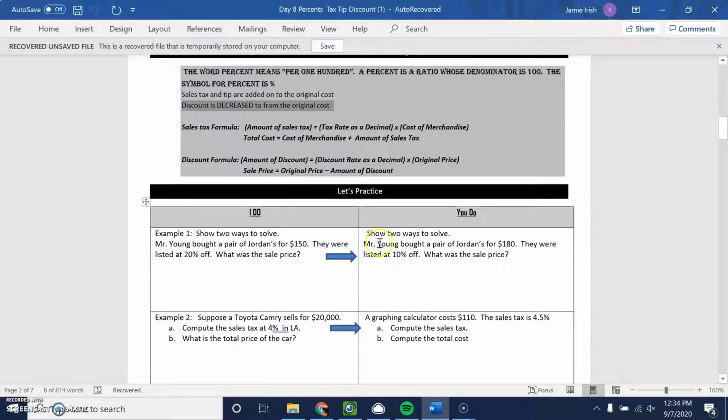Now I want you to do it two ways. Here you go. See the arrow? Mr. Young bought a pair of Jordans for $180. They were listed 10% off. What was the sale price? This one right here, I want two ways, the same two ways I just did. Go back in your notes if you need help. Ready, set, go.